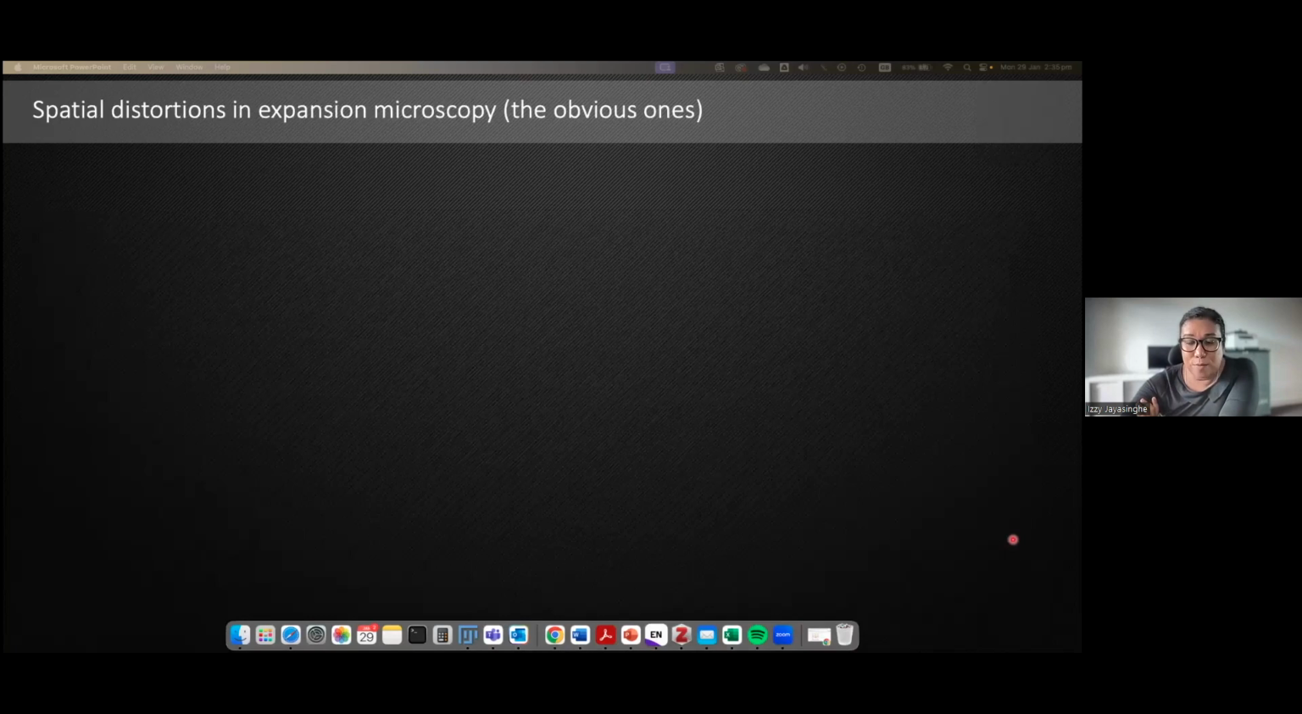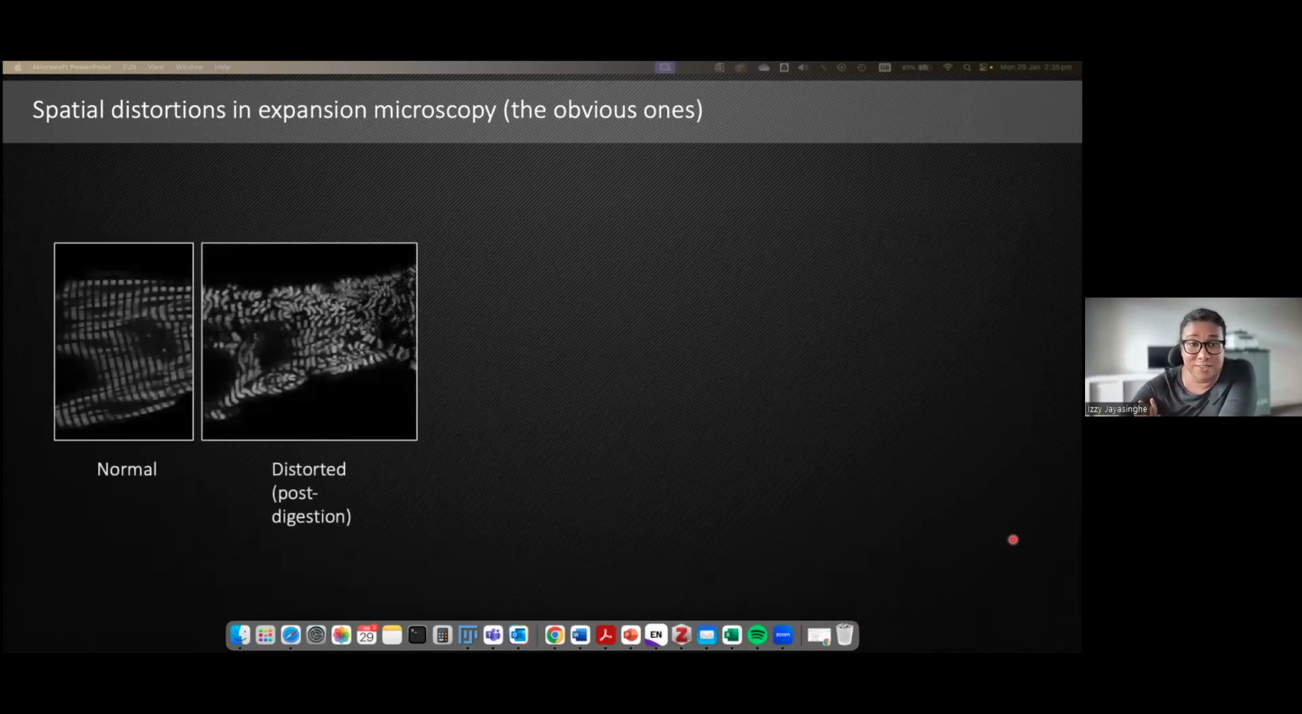Now, one of the very common questions that I get asked when I give these talks is, how do you know that your gel is expanding isotropically? And do you see distortions? The answer to the first one is you don't know unless you look for it. And the second one is there are distortions. These are some of the obvious ones.